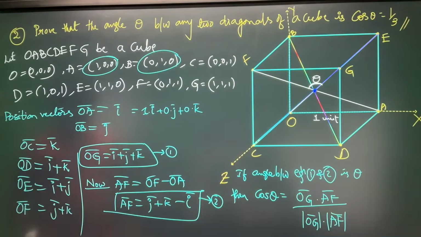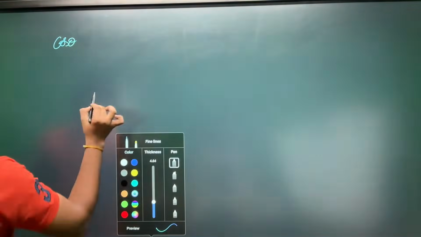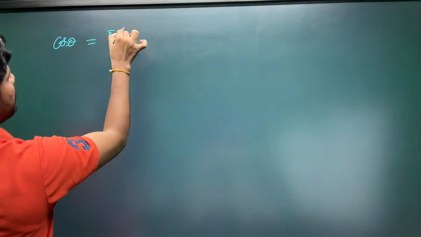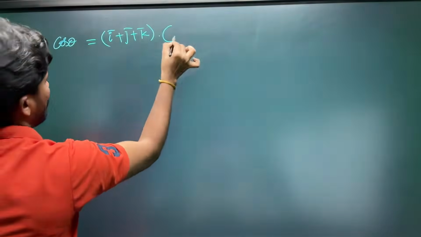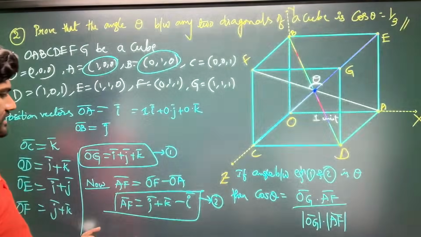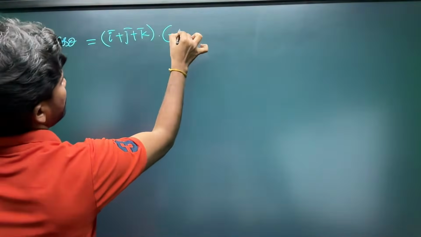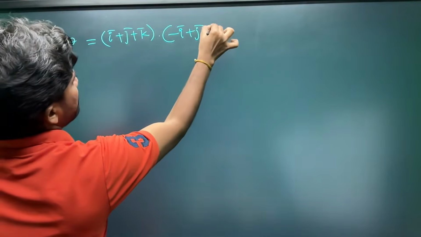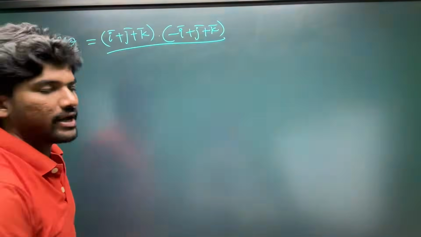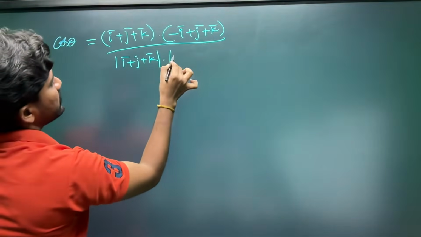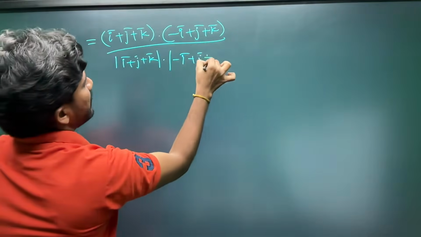Now we have to multiply them. So multiply them, and you get cos theta is equal to OG bar, that is I bar plus J bar plus K bar, dot AF bar. What is the AF bar value? J bar plus K bar minus I bar. I am writing in order: minus I bar plus J bar plus K bar. Whole divided by mod I bar plus J bar plus K bar into mod of minus I bar plus J bar plus K bar.